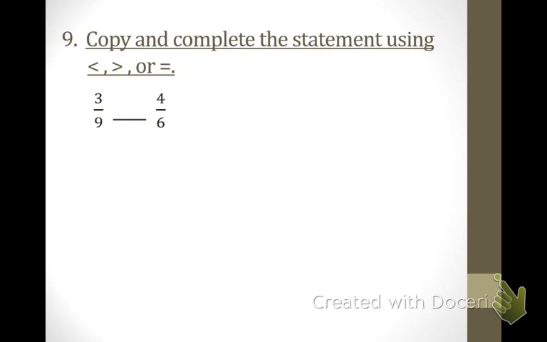Number 9 has asked us to copy and complete the statement using less than, greater than, or equal to. For this kind of a problem, you must show work. What's the first step you have to do before you do anything else? What is it? Find the common denominator. Okay, so I want you guys to try it on your own. Stand beside your chair once you think you have the correct answer.